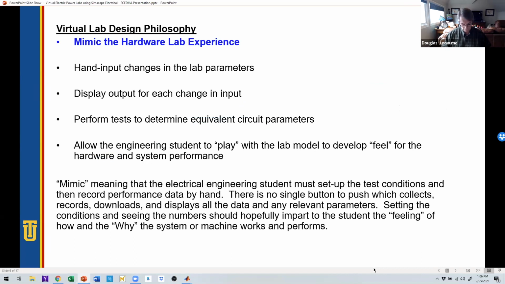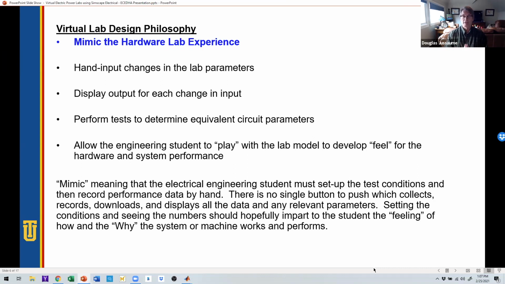So what was our philosophy in designing these labs? Well, I'm an old engineer, and what I was wanting to do is try to mimic the lab experience. That is, the students in a hardware lab would make a change, and then they would see that change propagate throughout the system. And with our use of a large screen TV, we're able to do that in our hardware lab. They can see all the different components, voltages, currents, powers that are going on as they make these changes. So the main part of the philosophy was to mimic this hardware lab experience.